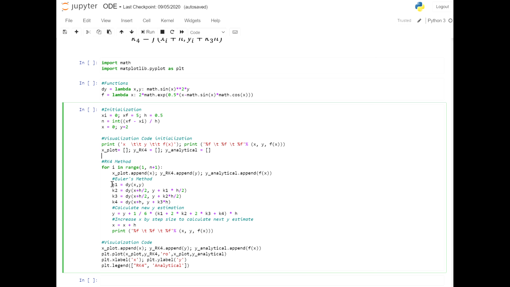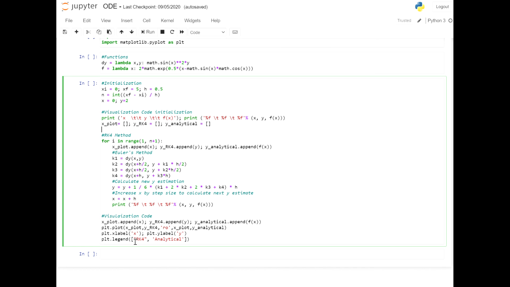So once I have k1, k2, k3, and k4, now I can plug them into this main equation. Y is equal to y plus 1/6, k1 plus 2 multiplied by k2 plus 2 multiplied by k3 plus k4, all multiplied by h. Given that I have y, I get the corresponding x. X is equal to x plus h. Once I have x and y, I can print them out to create my table with the corresponding true value.